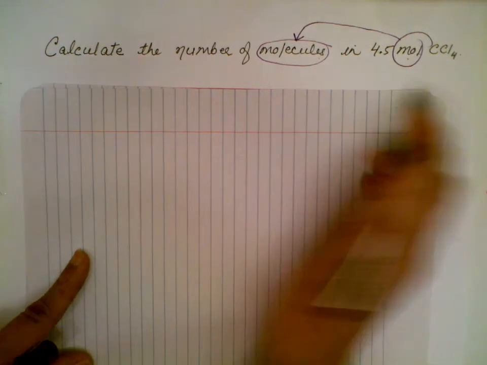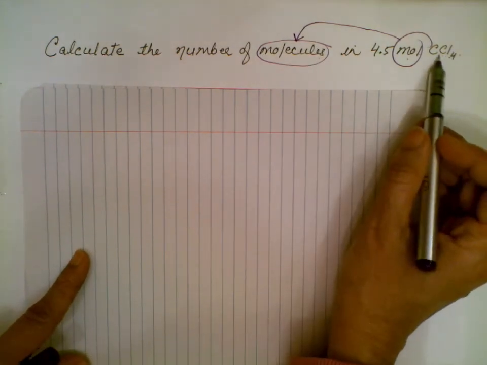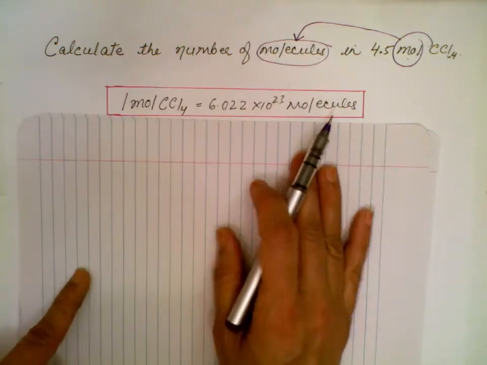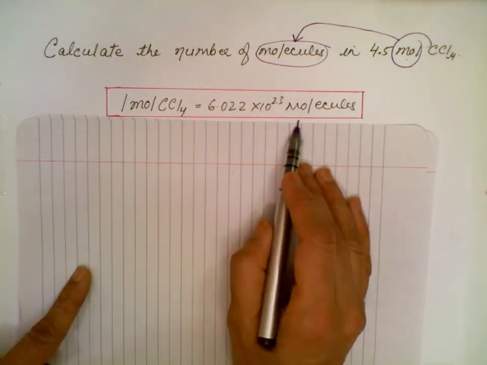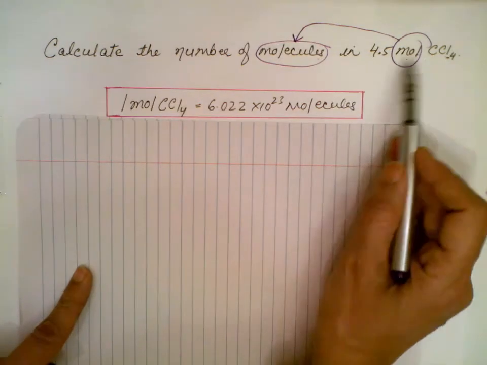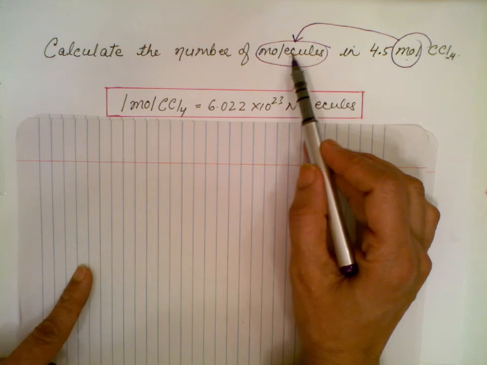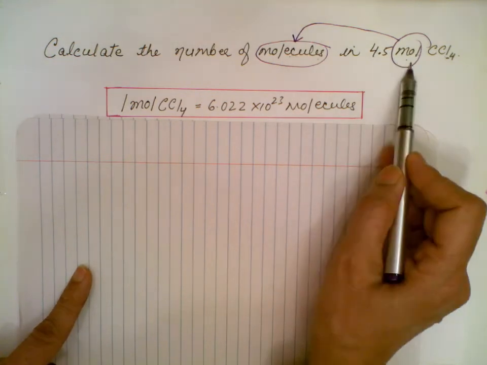So first you set up the equivalent. 1 mole of carbon tetrachloride will have how many molecules? 6.022 times 10 to the power 23 molecules. So in 4.5 moles there will be how many molecules? How many molecules will be there in these many moles, right?